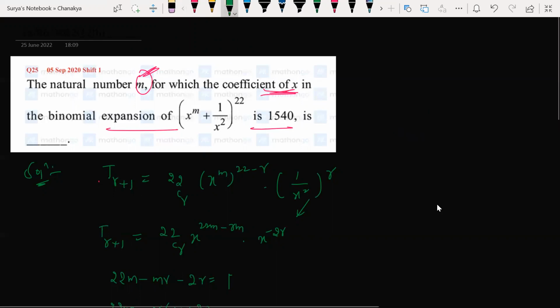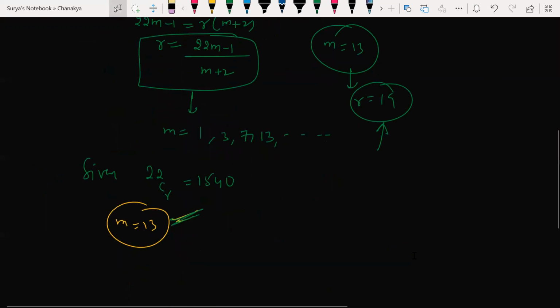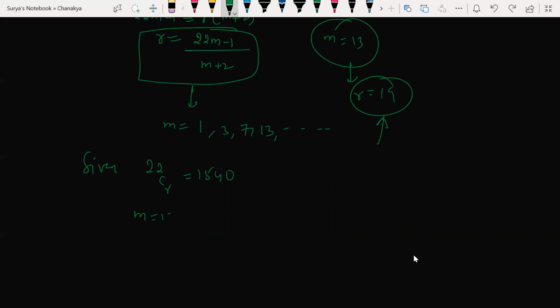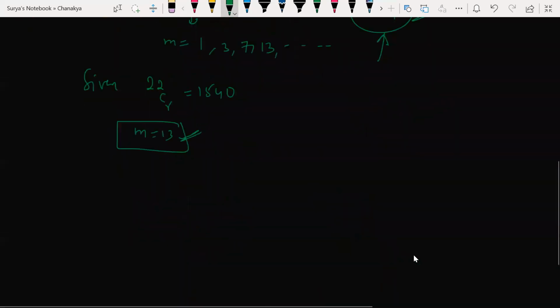How 19? 285 by 15. So I got the R value 19 like this. After substitution of M value 13, I got R value 19. So at R value 19, I mean at M value 13, this is my possible value. This value I'm getting at R value called 19. The answer should be 13.